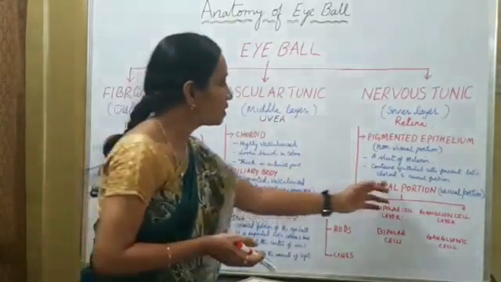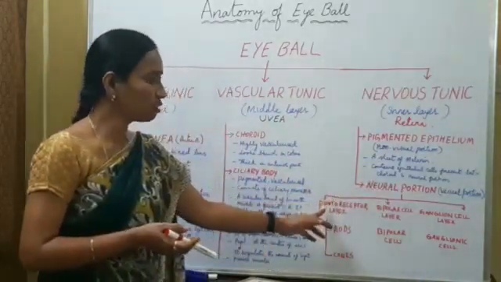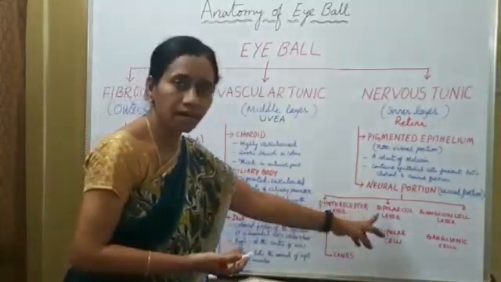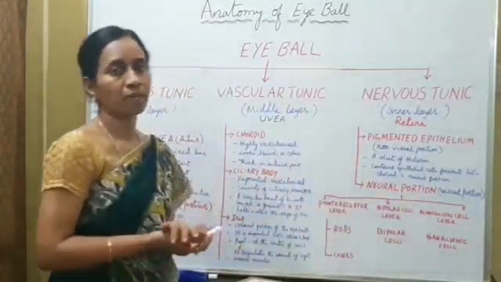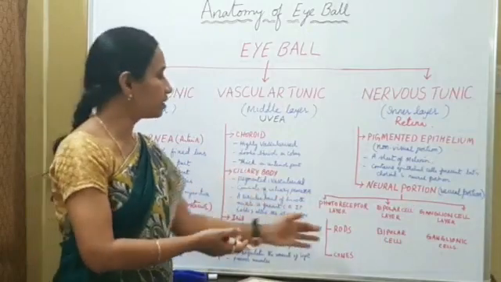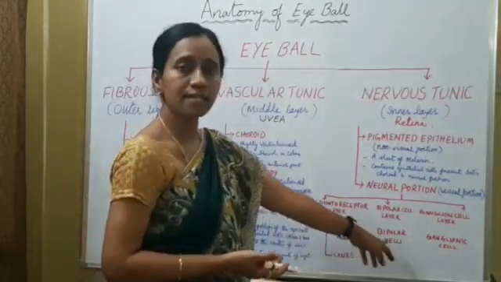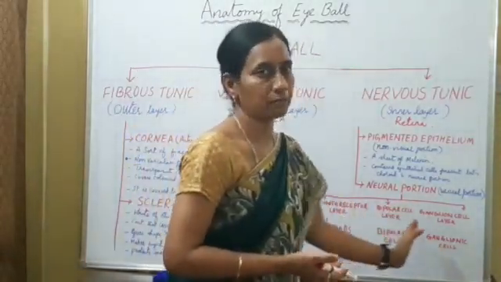The next part is the neural portion, the visual portion layer, which possesses the photoreceptor layer, bipolar layer and ganglionic layer, which contain rods, cones, bipolar cells and ganglionic cells respectively.